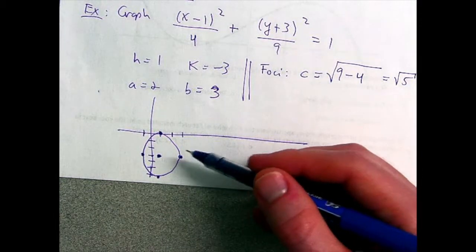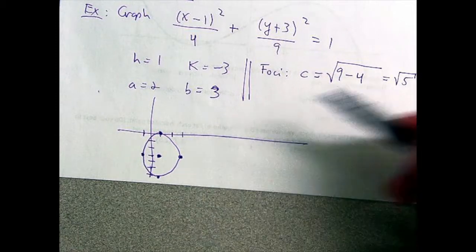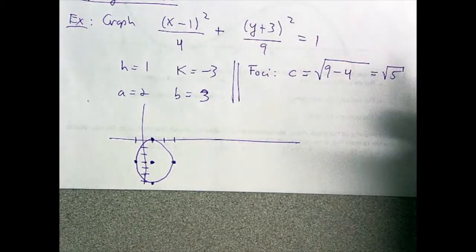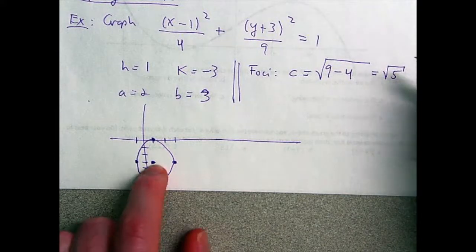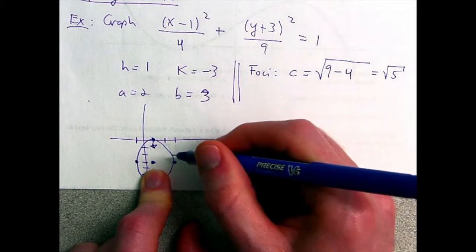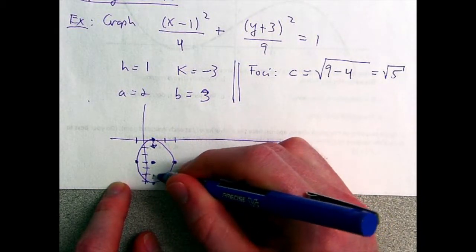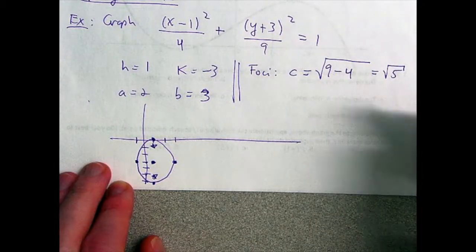Of course, you're wondering, how do you go up and down by square root of 5? That's an irrational number. The answer is you just use your calculator to get a decimal approximation of root 5. I don't know exactly what the decimal approximation of root 5 is, but it's a little bit bigger than 2. So if I start at the center and go up by 2 and just a little bit more, there will be a focus there. And if I start at the center and go down by a little bit more than 2, there will be a focus there. We can, if we like, write down the coordinates of the foci.